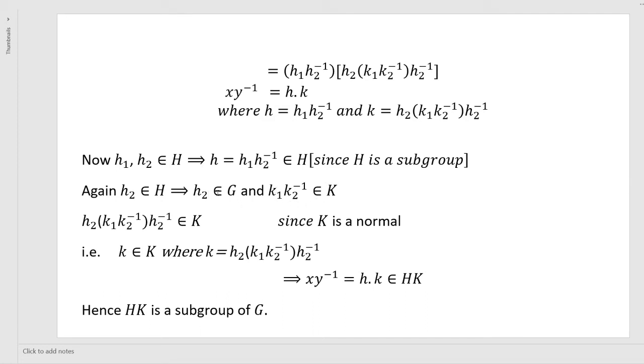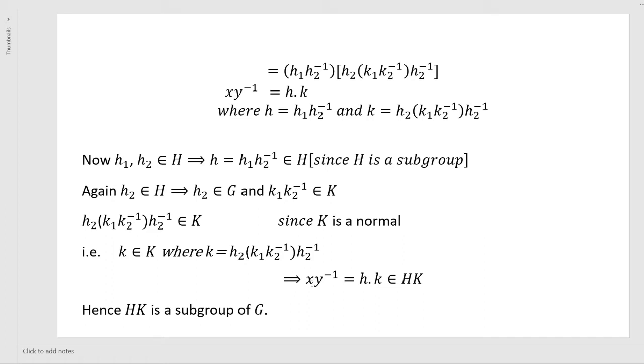Next, here H2 belongs to G, and K1 into K2 inverse belongs to K, an element from K. So H2 of K1 into K2 inverse of H2 inverse belongs to K. K is a normal subgroup, which means it is like g k g inverse: these are two elements from G and this is an element from K. Right, this is the normal property. I call this element of K small k, where k is equal to H2 of K1 into K2 inverse of H2 inverse.